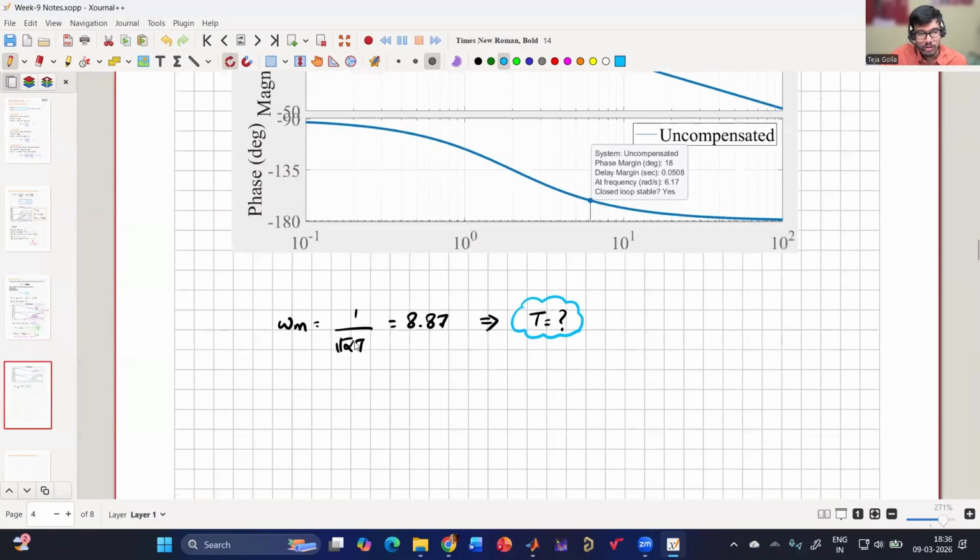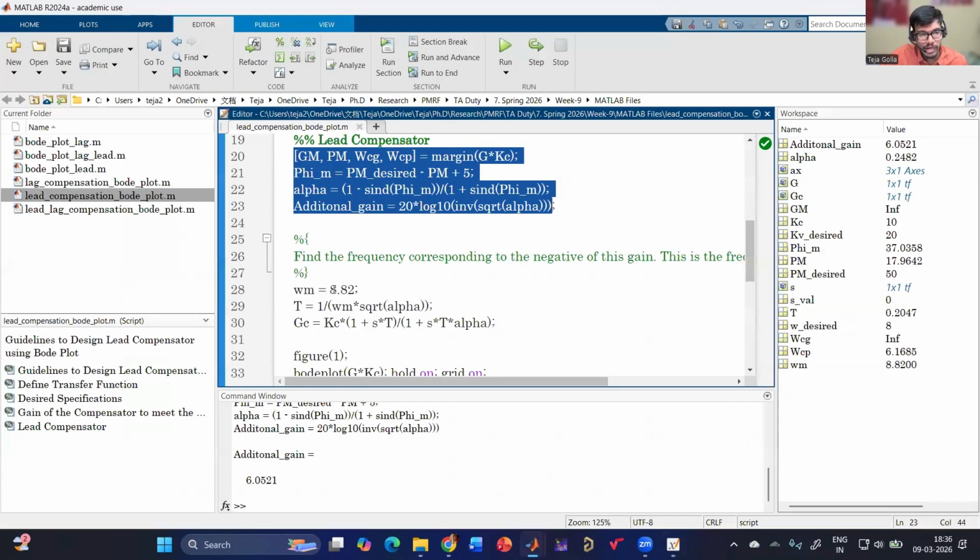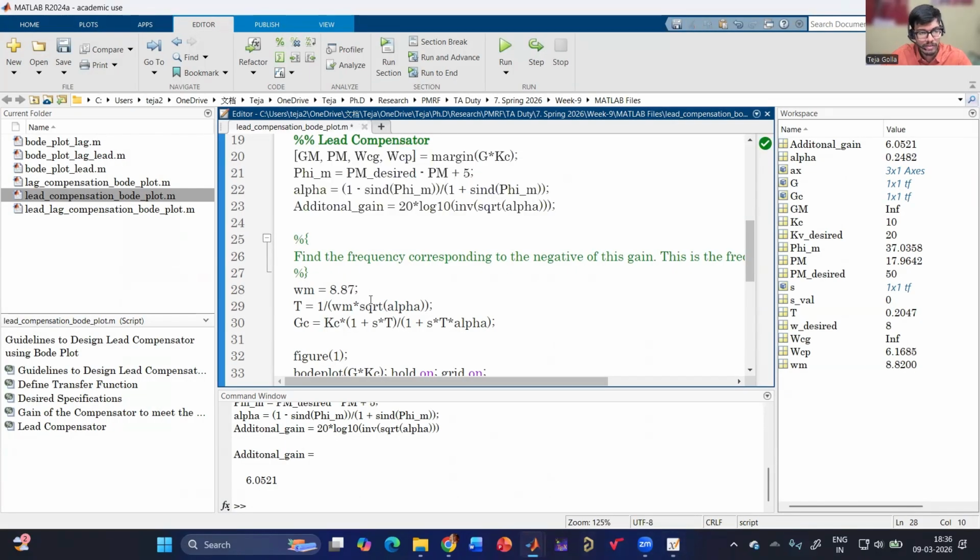Okay, so I have again written the equation in MATLAB to calculate this. I had fed omega m to be 8.82 when I did it before the class. Now I'm getting 8.87, so let us put in 8.87. Here I have written a comment so that you have to find the frequency corresponding to the negative of this additional gain.